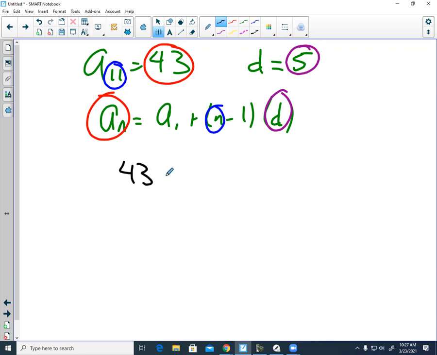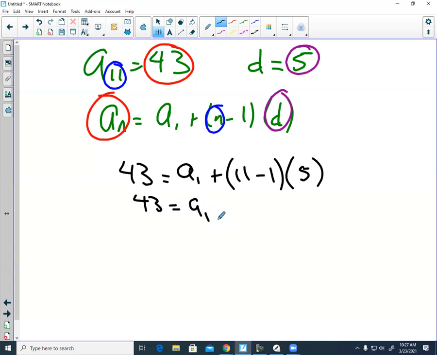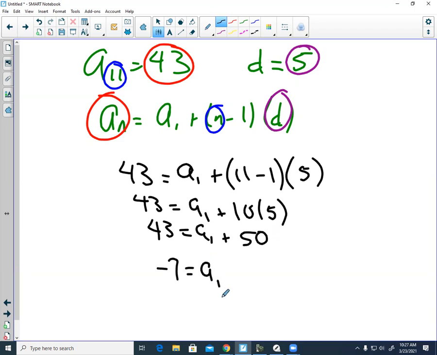So 43 is equal to A1 plus N, which is 11, minus 1 times 5. Now I can solve this equation for A1, and it gives me A1, and I have the difference, so I should have everything that I need. So 43 is equal to A1 plus 10 times 5, which is going to be 43 equals A1 plus 50. So -7 equals A1.